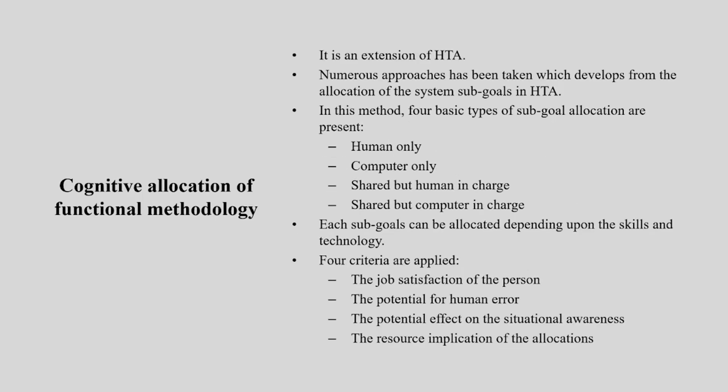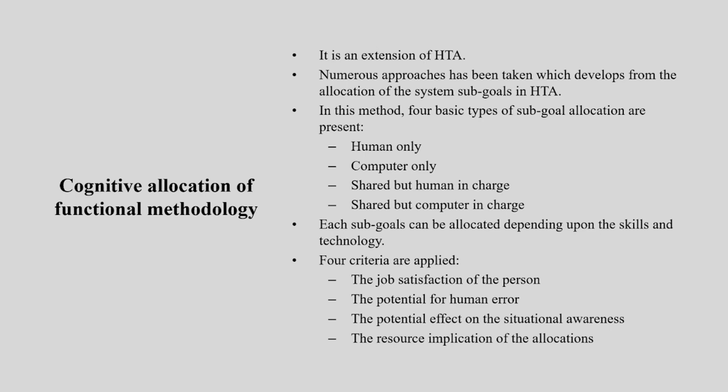Next part is cognitive allocation and functional methodology. Of course, it's an extension of HTA. Numerous approaches have been taken which develop from this allocation of the system sub-goal, which is there in HTA. In this method, 4 basic types of sub-goal allocations are present. 1st, only human. 2nd, only computer. 3rd, shared but human in charge. And 4th one, shared but computer in charge.